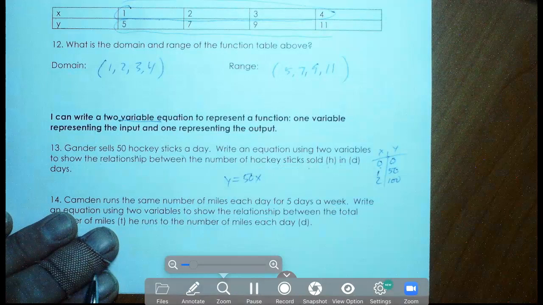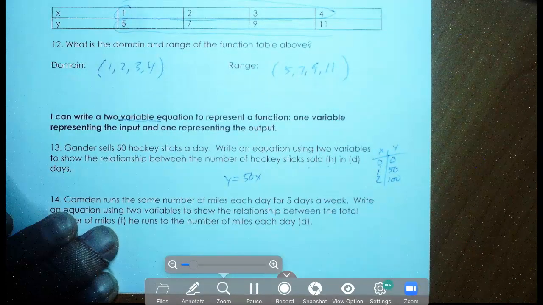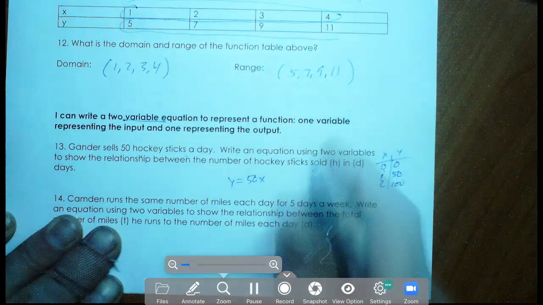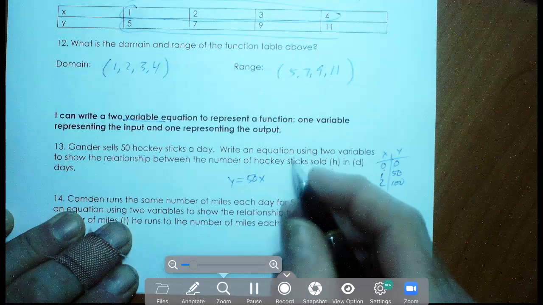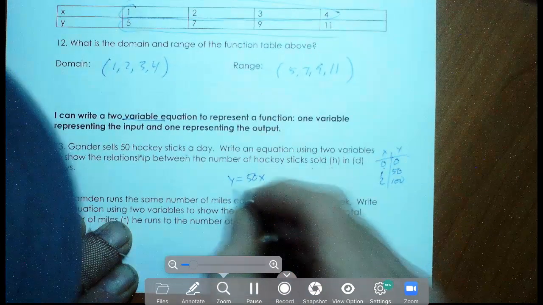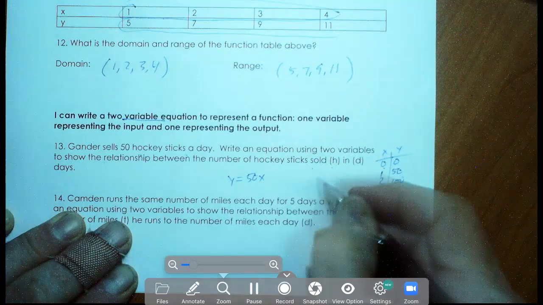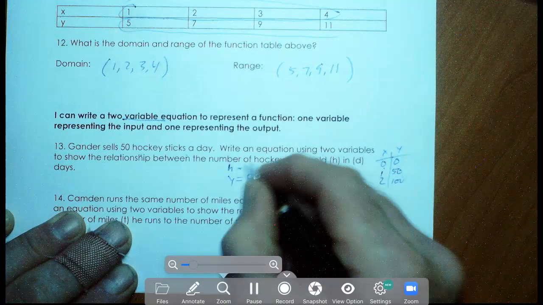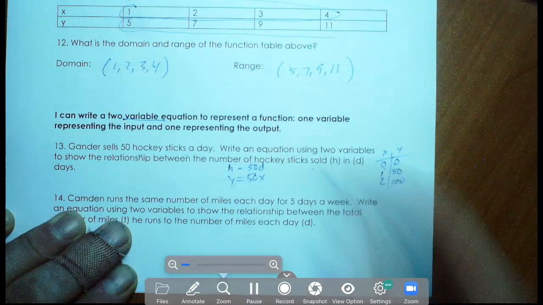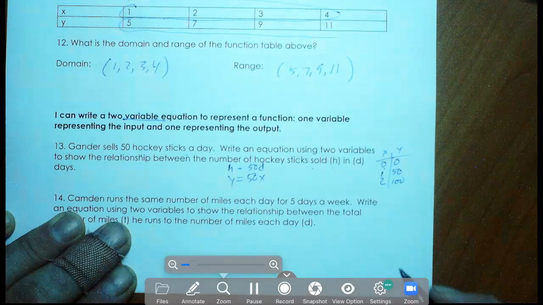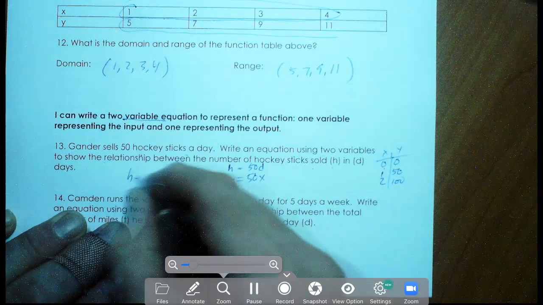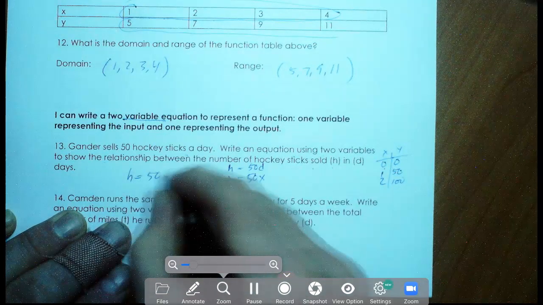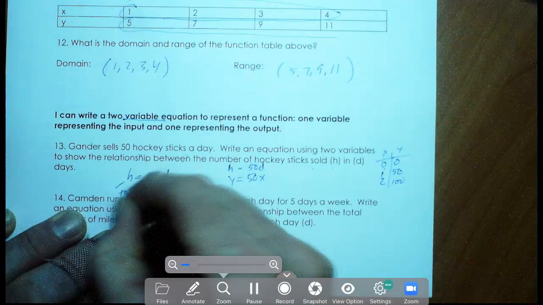So now, once I got that scheduled, I just go back. So I just take them and substitute in these two variables. So if you're not sure which one, let's just try H here. Hockey sticks equals 50 times the number of days. Does that work? Total hockey sticks equals 50 hockey sticks times the number of days. Yeah. If you're not sure, label it. This would be the total hockey sticks.